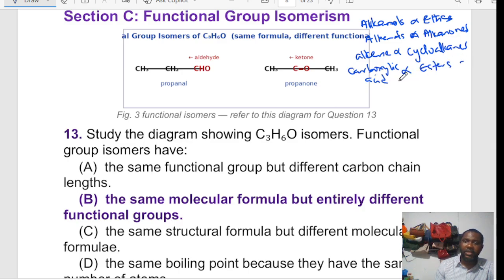I forgot to also add that you could have something like epoxide, or what we call alkoxide, but that's by the way. For now these are the major compounds that are isomers with each other, and I hope this will be helpful. Let's look at the next question.